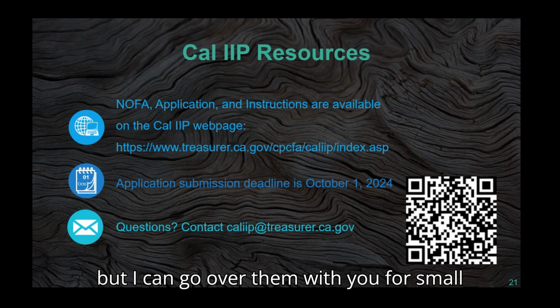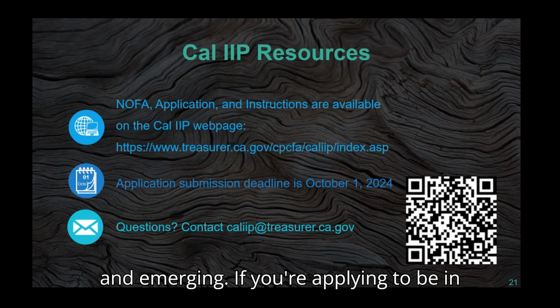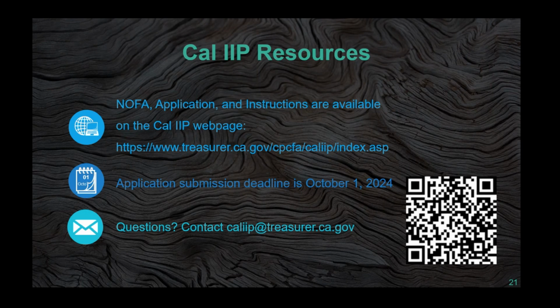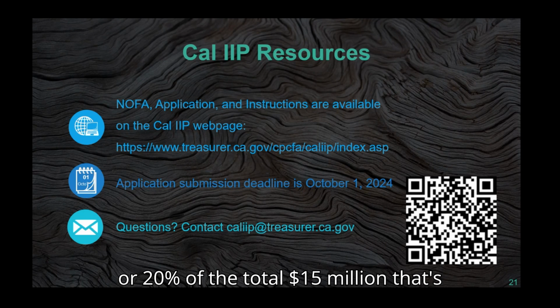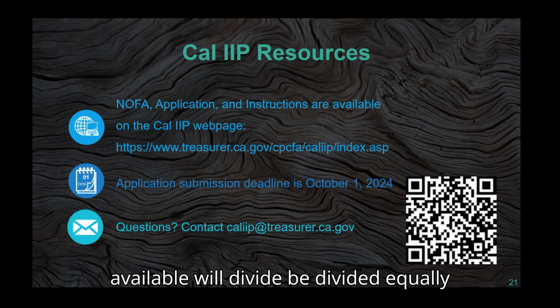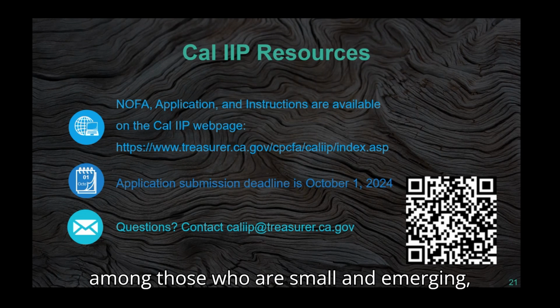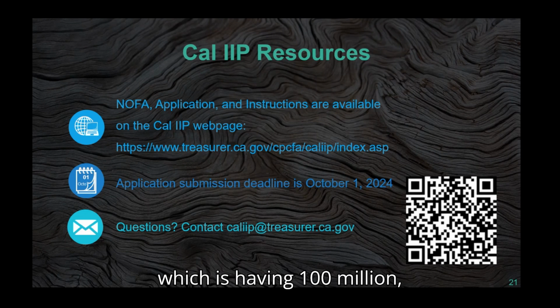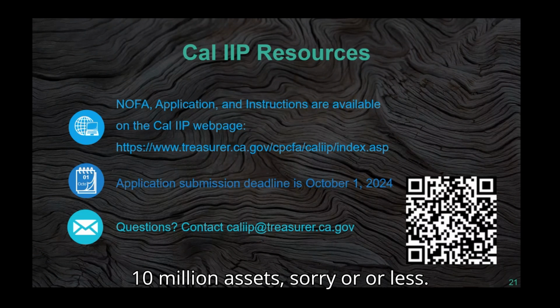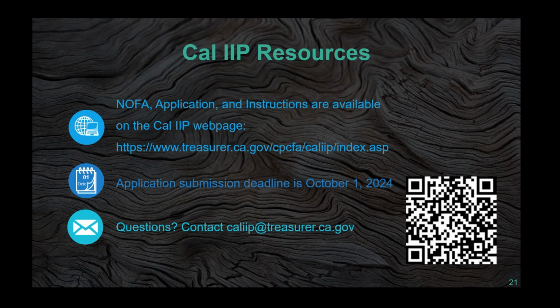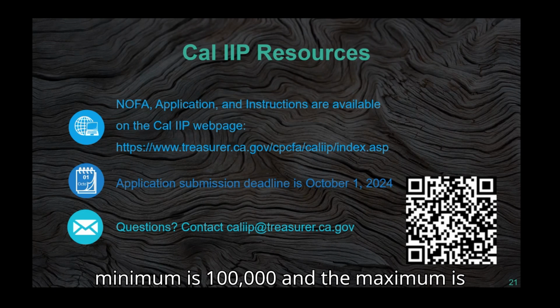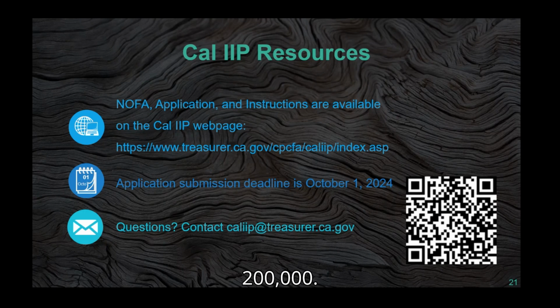For small and emerging, if you're applying to be in that category, 20% of the total $15 million that's available will be divided equally among those who are small and emerging, which means having $10 million in assets or less. For tier 1, the maximum you could receive is $100,000, and for tier 2A or B, the minimum is $100,000 and the maximum is $200,000. Thank you. No problem.